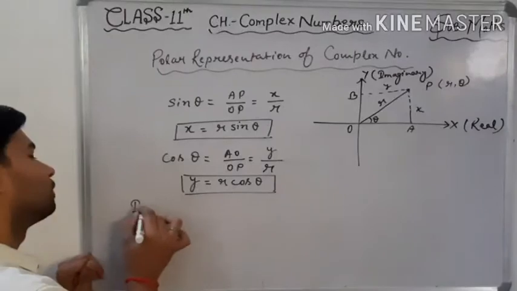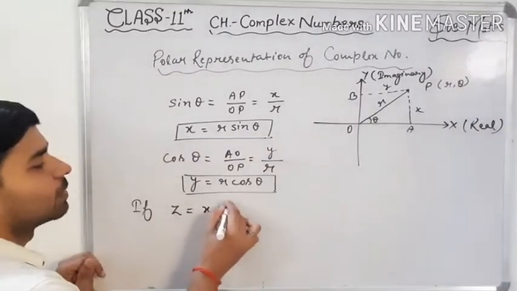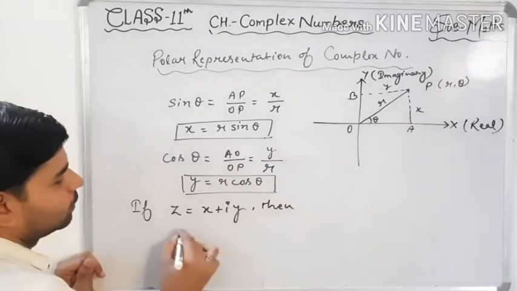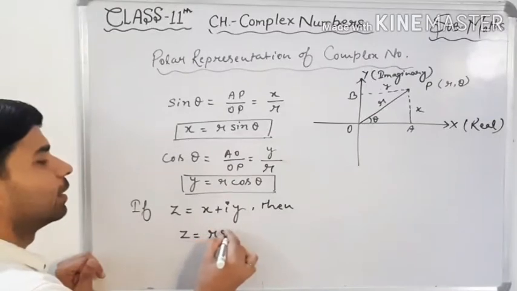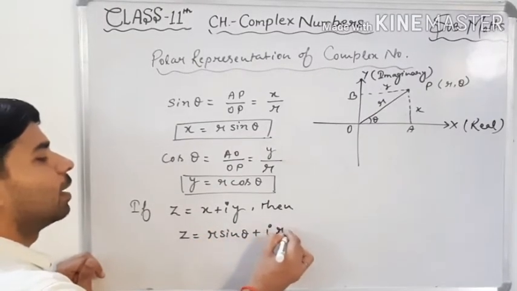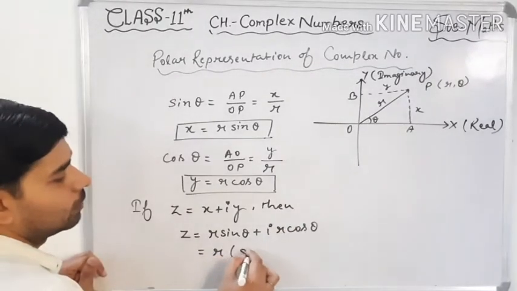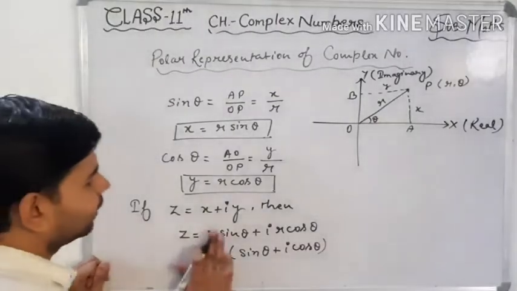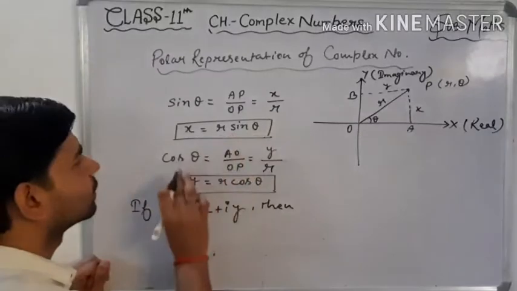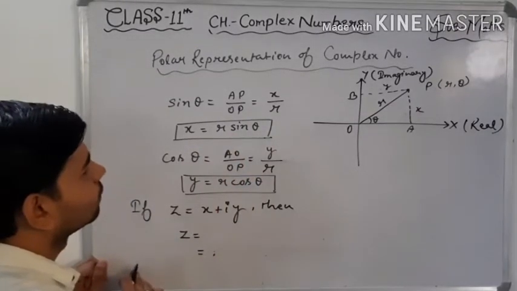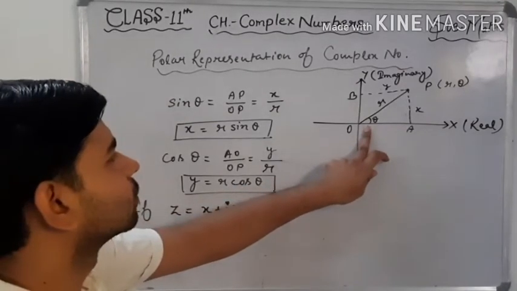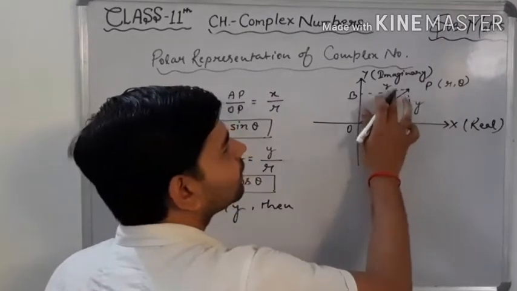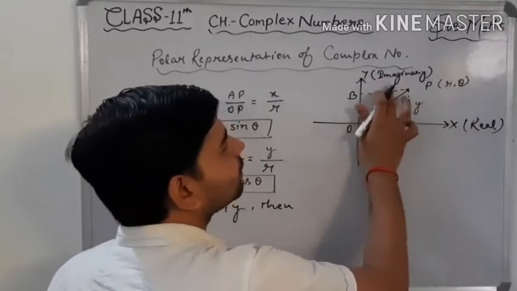Now, if z is equal to x plus iy, then z is equal to r sin theta plus i r cos theta. I think we wrote it the wrong way around. I took this distance. This is the y-axis, this is the y distance, and this is parallel to the x-axis, so this is the x distance.